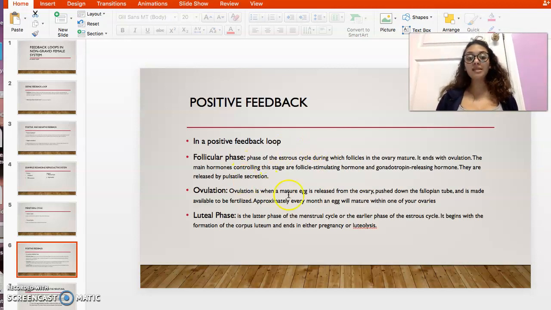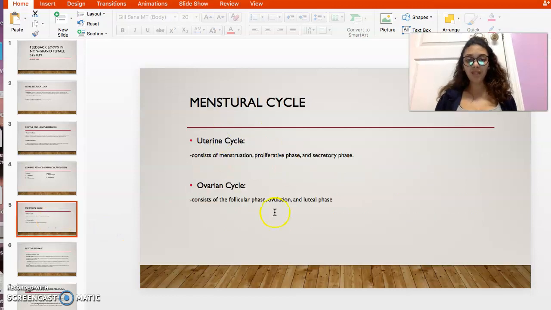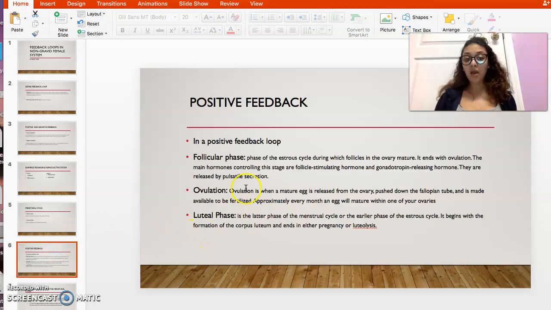So now we're looking into the positive feedback in the reproductive system, in the menstrual cycle. Basically, this is everything I've described, but specifically positive feedback. As you can see, it's the ovarian cycle, because it consists of the follicular, ovulation, and luteal phase, which are explained further here. I don't want to repeat myself all over again, but there is some extra information here that is beneficial.